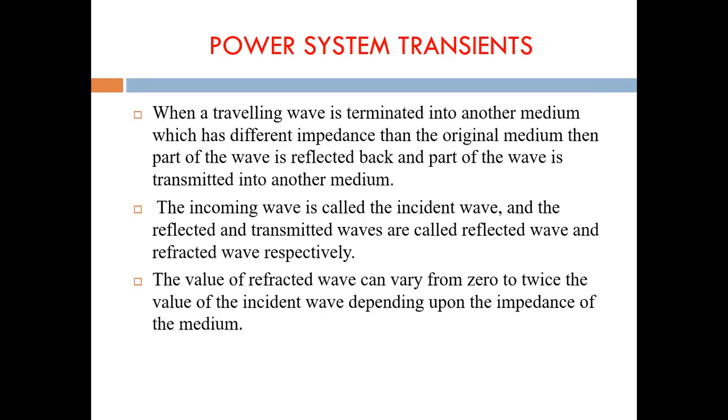When a traveling wave is transmitted into a medium which has a different impedance, medium meaning the conductors by which the traveling wave is transmitted, and the wave arrives at a point where the impedance suddenly changes, the wave is partially transmitted and partially reflected.